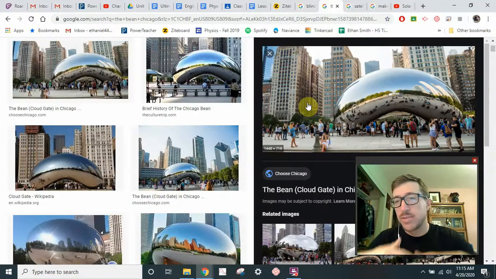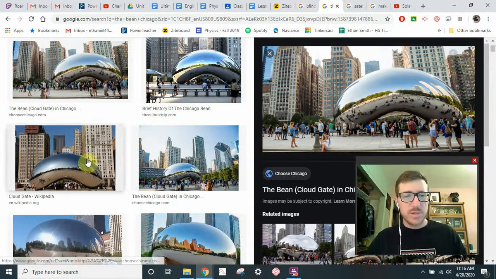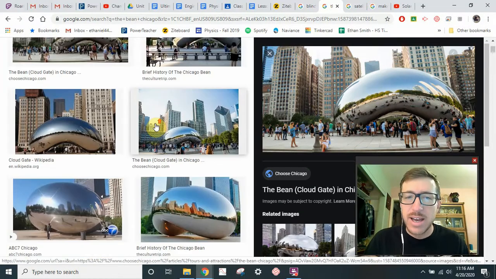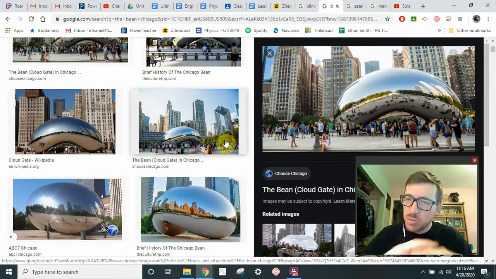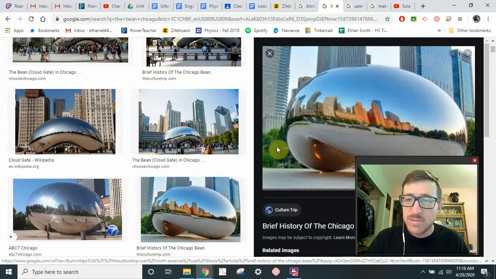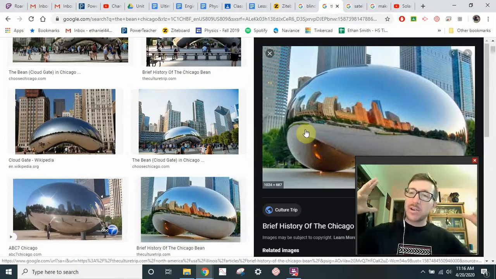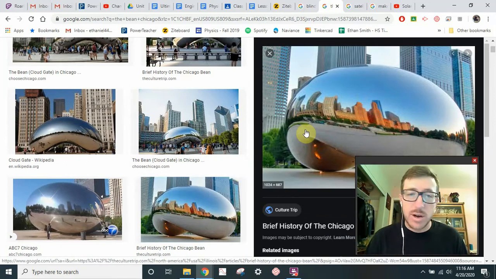One really cool example of a convex mirror, it also has some concave surfaces as well, but I don't know if any of you guys have seen this before. This is an art installation called Cloudgate, also known as the Bean, in Chicago's Millennium Park. It's just this smooth, polished stainless steel bean-shaped thing, and it gives you a pretty tremendous wide-angle view of the city, depending on where you're looking at it from.